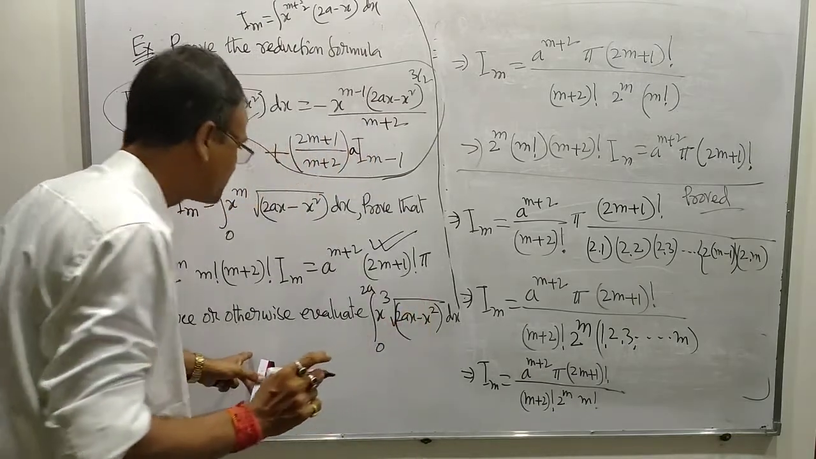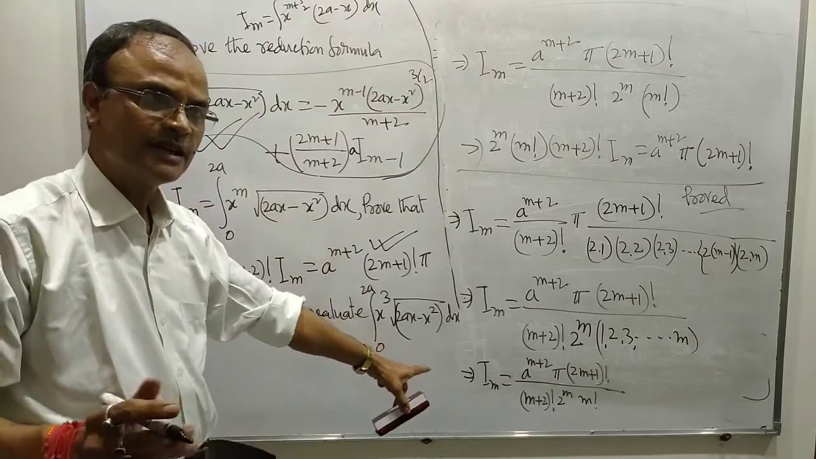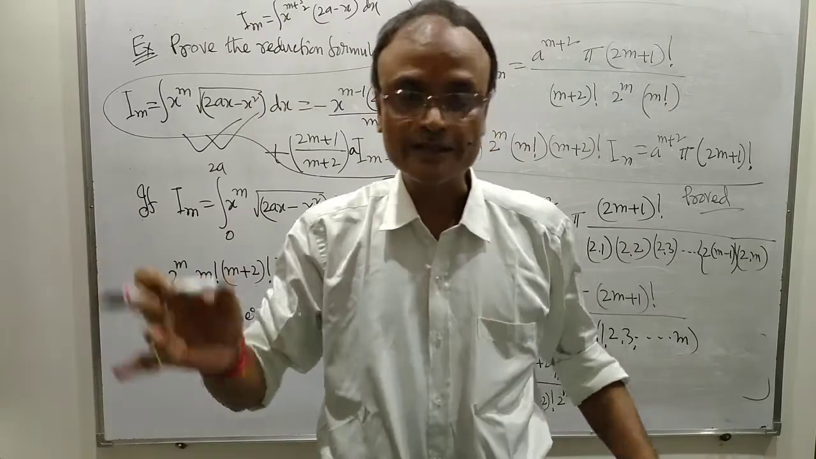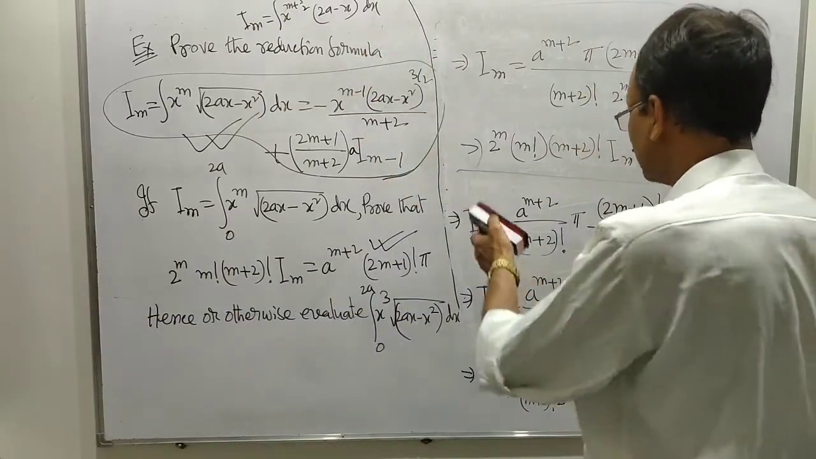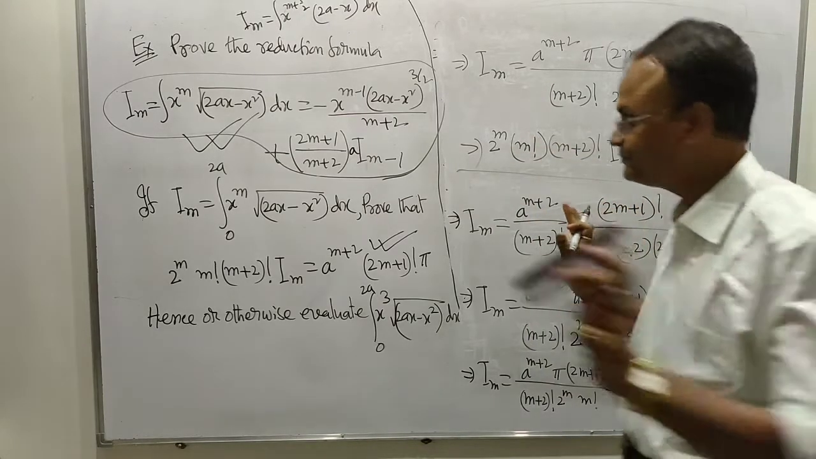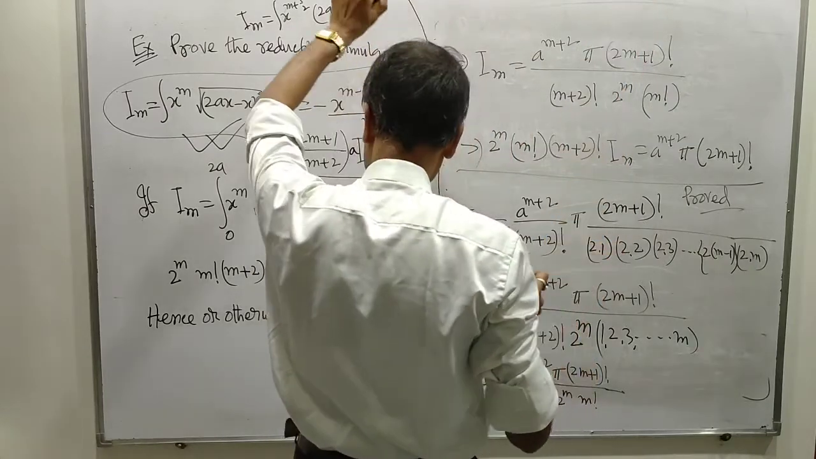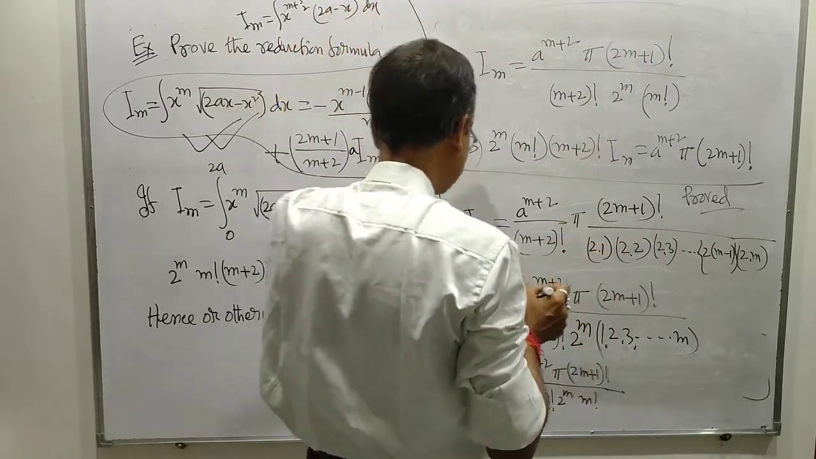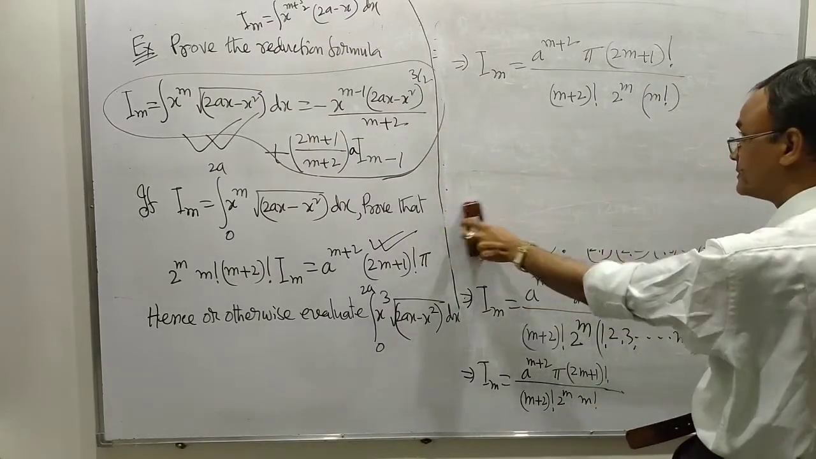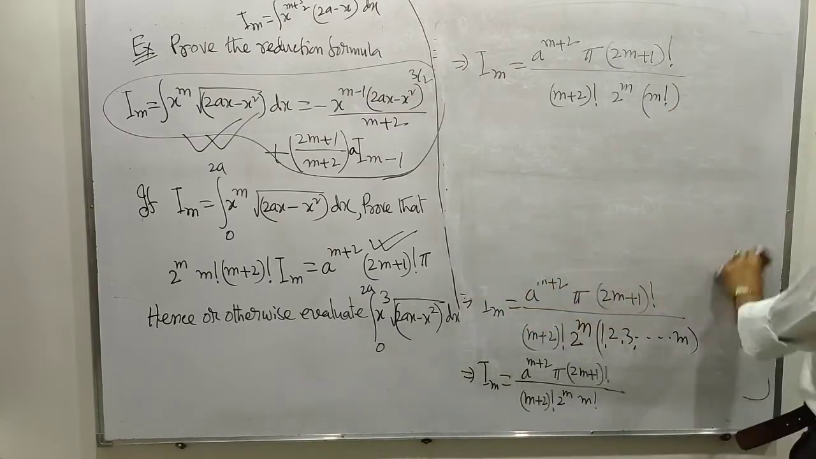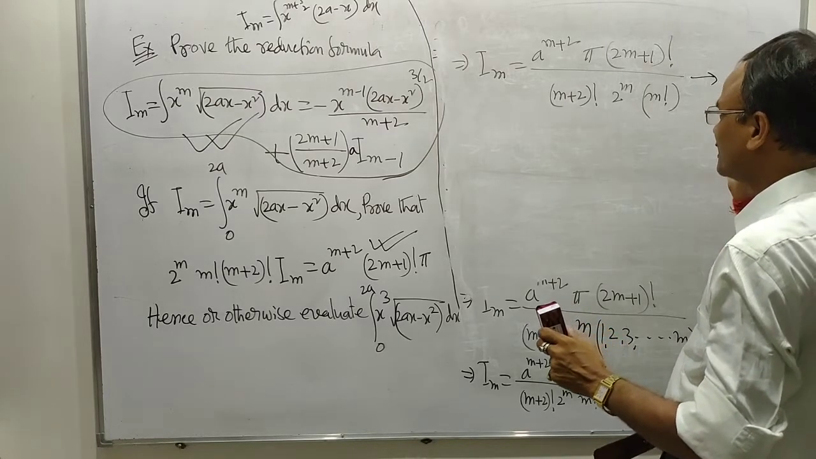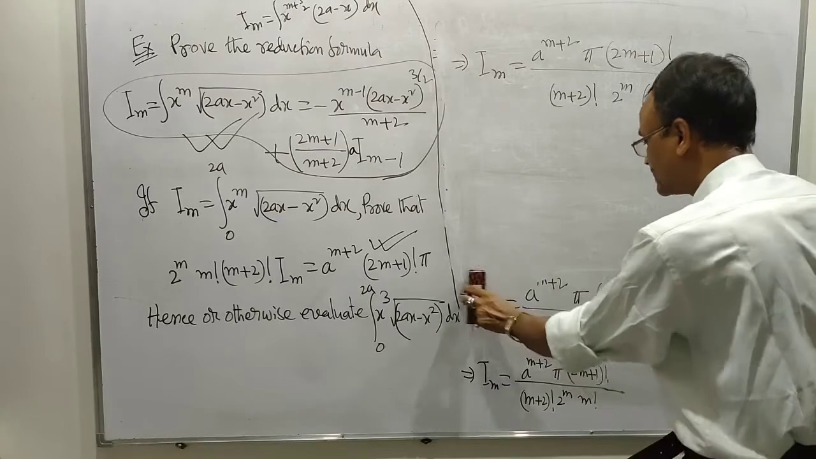Now, the third part, hence or otherwise. I shall try to solve this in both the ways. Just note down. Perhaps you have noted down. I is equal to this. Suppose this is number b.